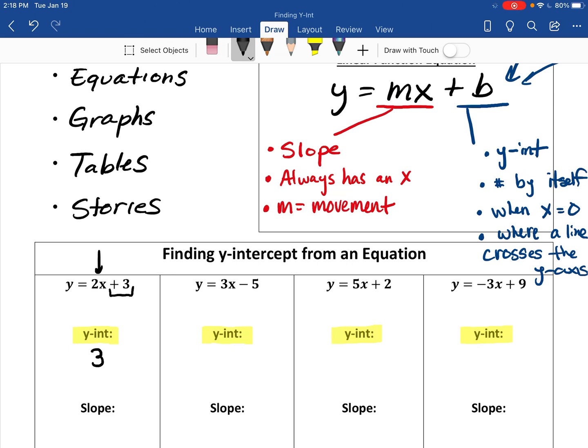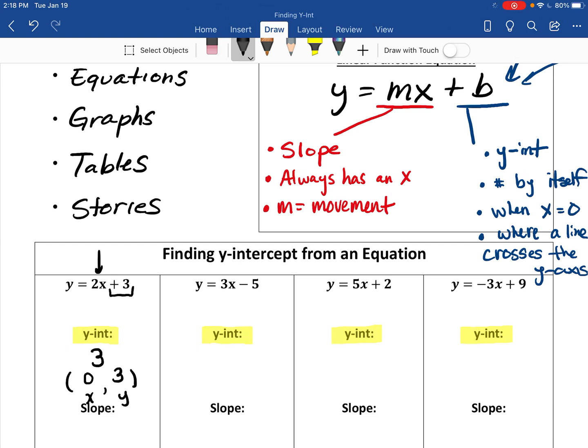And we'll go back and we always like to write these as ordered pairs as well. Remember, we'll always have an x and a y. Anytime we find the y-intercept, our x is going to be 0. So in this case, it would be (0, 3). And we'll talk about that here in a second. We'll just get used to writing it that way.